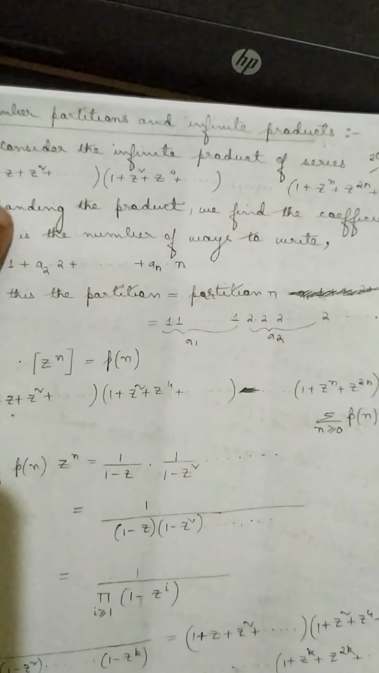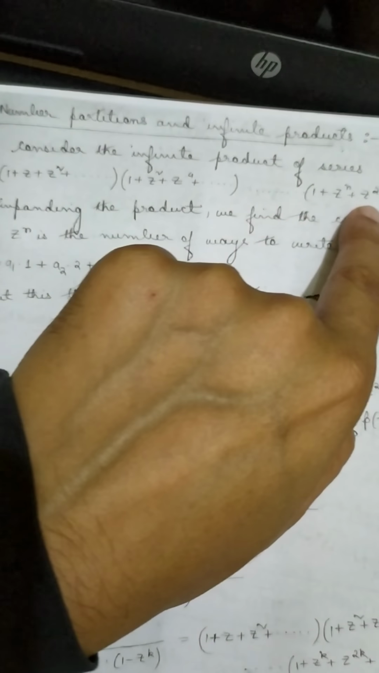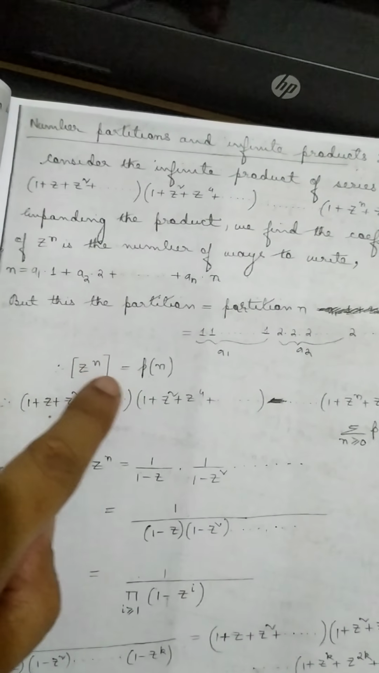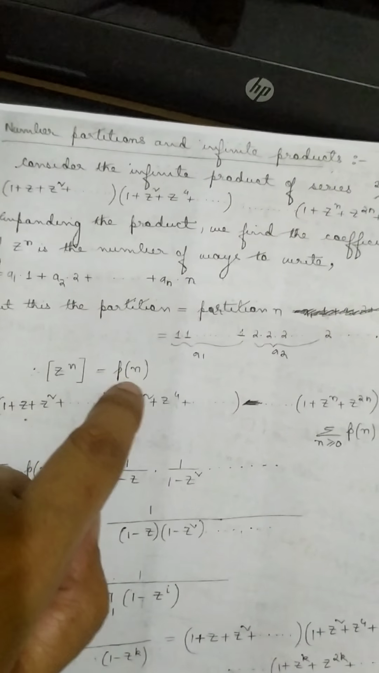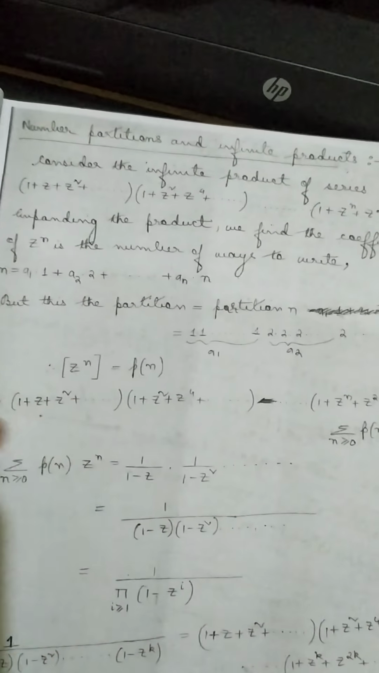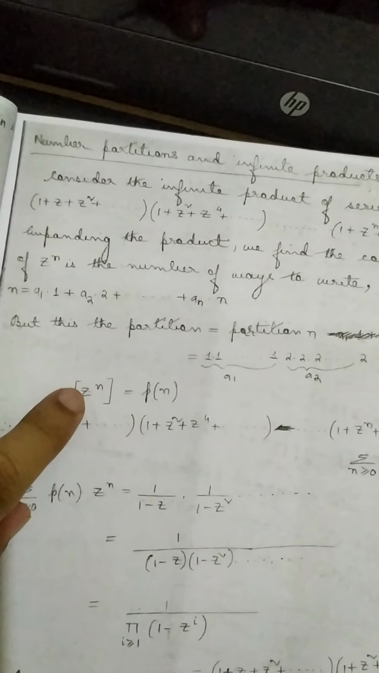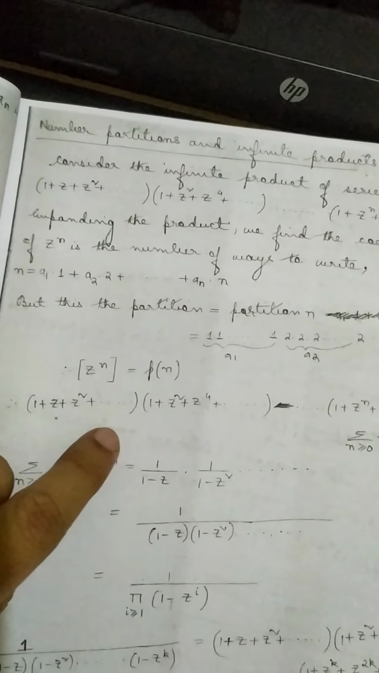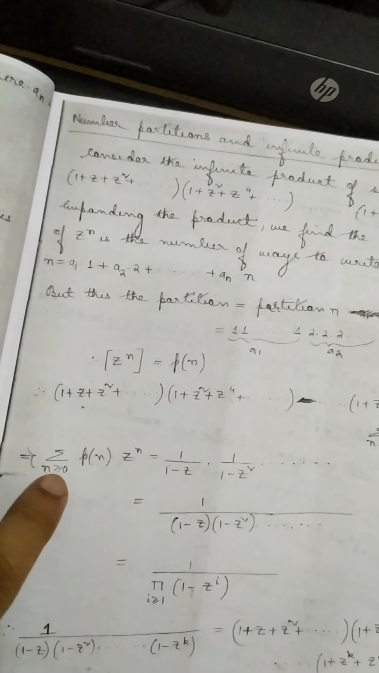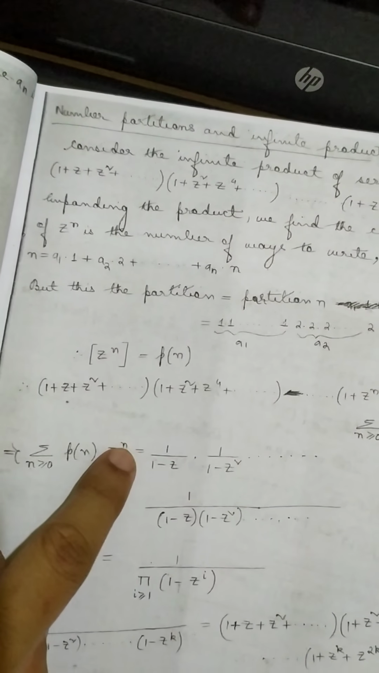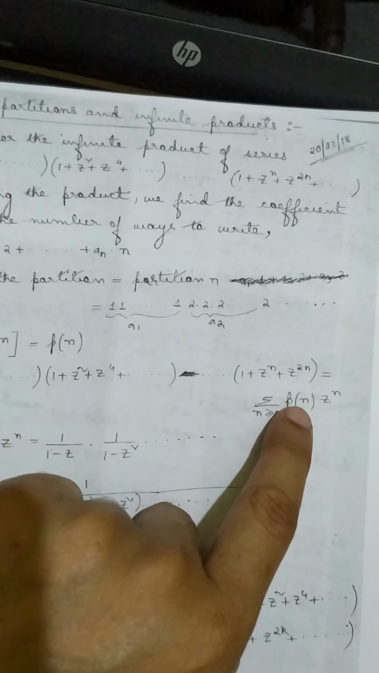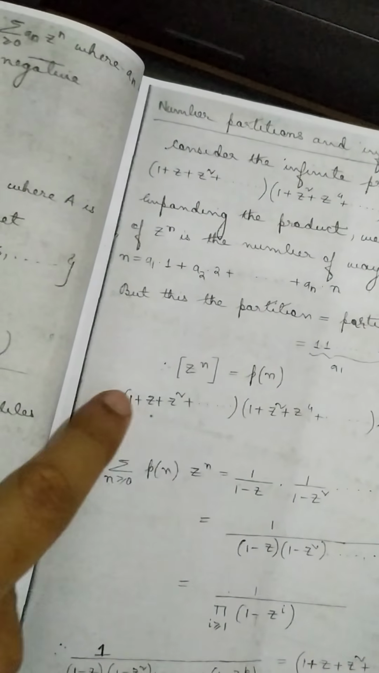If I expand this product, then as we discussed last class, the coefficient of z to the power n is nothing but the number of partitions of n. So this expression can be written as the summation over n greater than or equal to 0 of p(n) z to the power n.